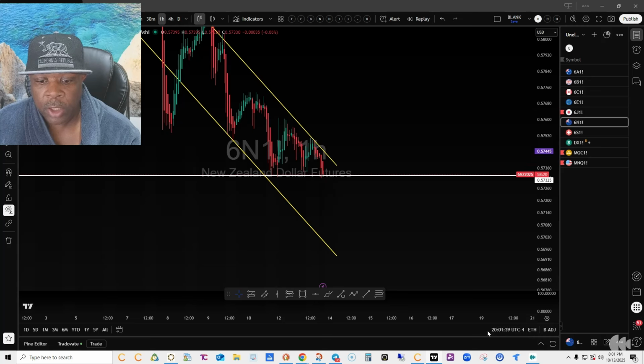By the way, if you want to look at the time and the date just to verify it for yourself, you can see it right here. Okay, so you can clearly see exactly when I'm taking the trade.